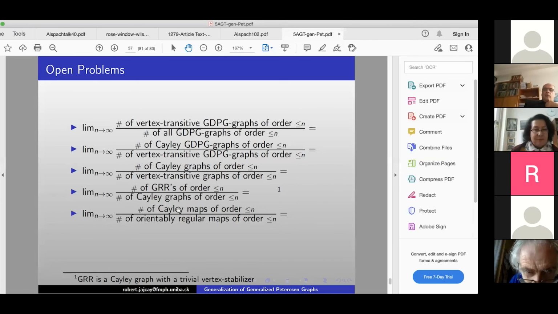But the question is, so what is the proportion? Cayley maps are special embeddings of Cayley graphs. And again, I believe this question is related to the previous questions. At some point with Josef Schirijn, we believed we had a proof that this ratio is actually 1, that almost all orientably regular maps are Cayley maps. But we don't have the proof, or at least we cannot recover it. We did it without pencil and paper.